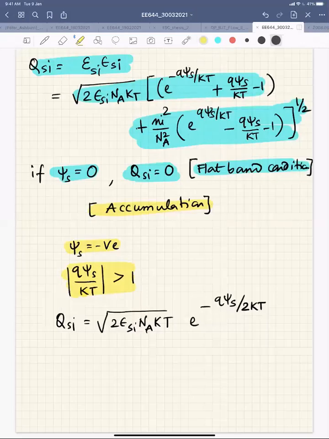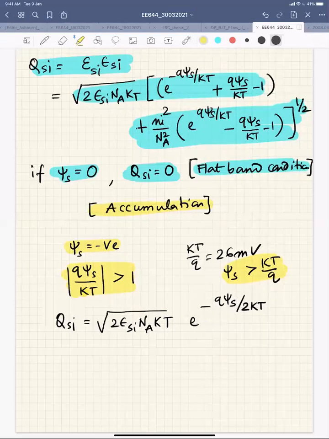Because kT by q is around 26 millivolt, when you are going deep into the accumulation, q psi s by kT, its modulus, is much higher than 1, because psi s is a negative number. So basically psi s is much higher than kT by q. This is the accumulation condition.